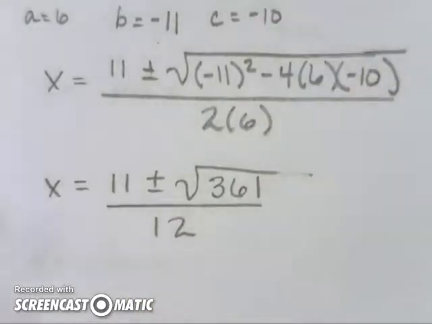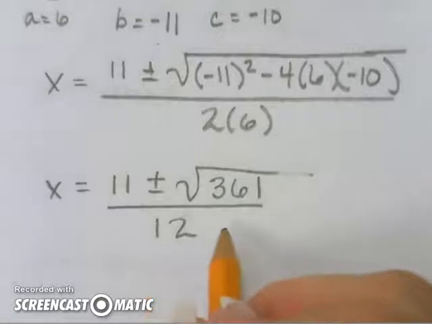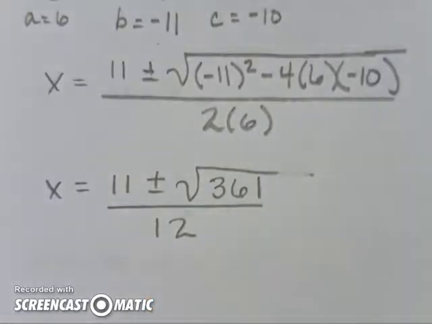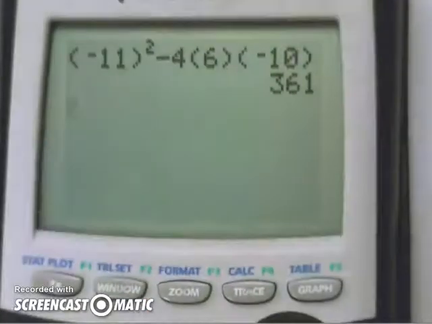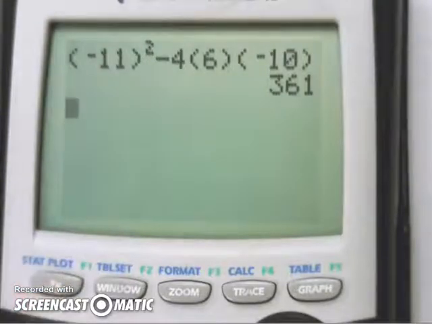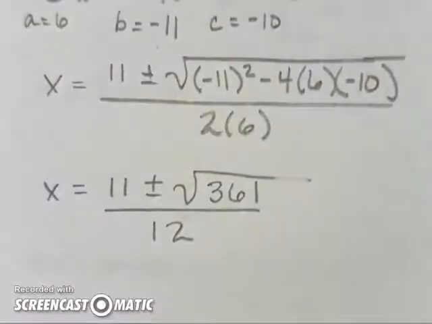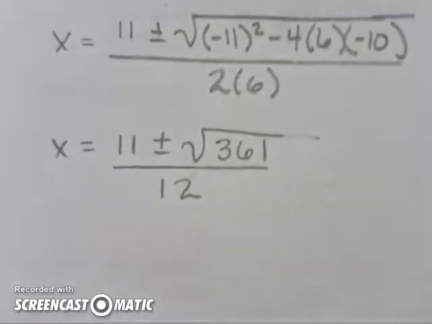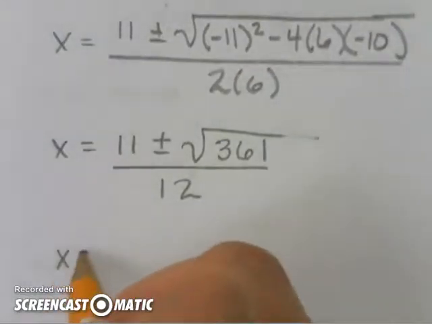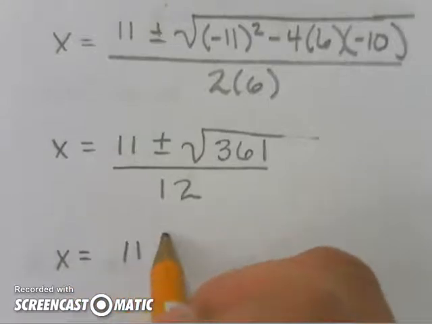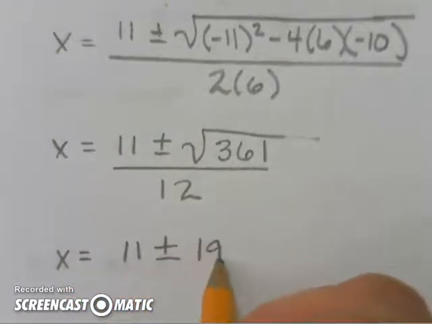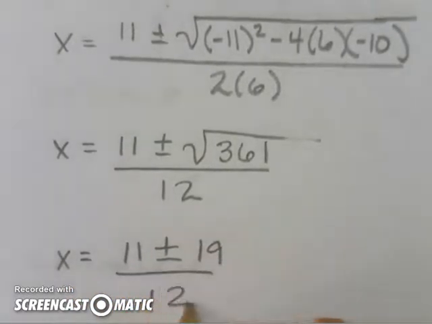Okay? So now I need to simplify. Well, 361, I believe, is a perfect square. Let's make sure. Square root of 361, and it is 19. So I have x equals 11 plus or minus 19 over 12.